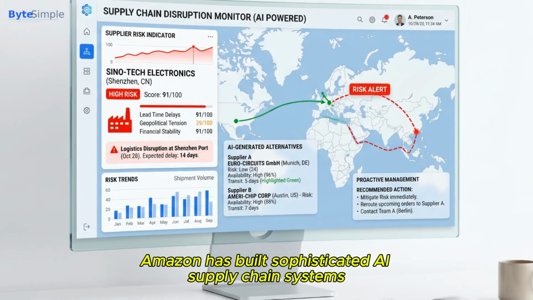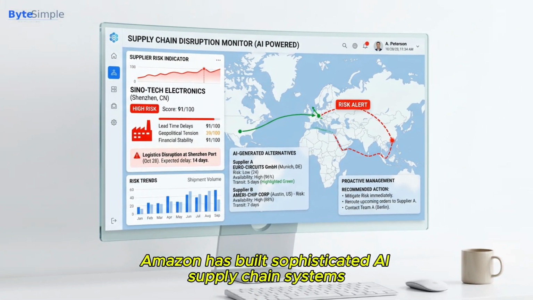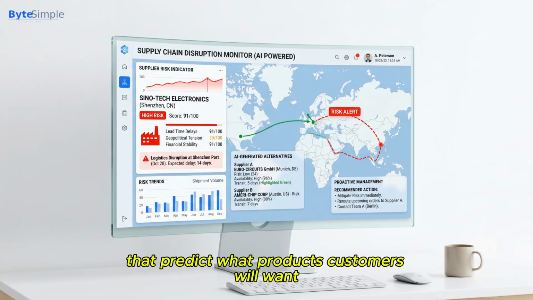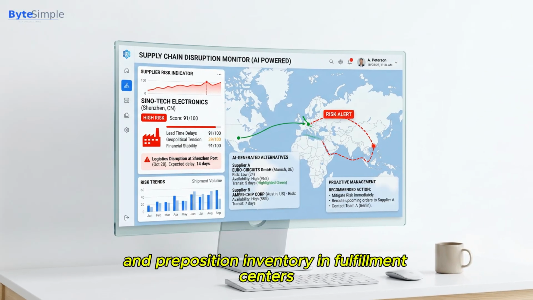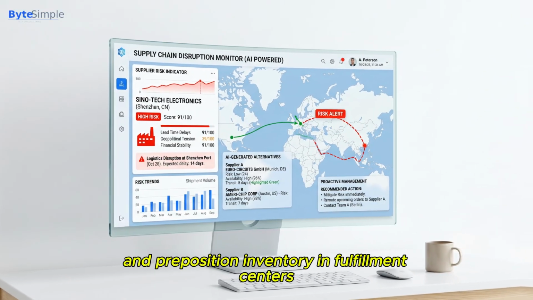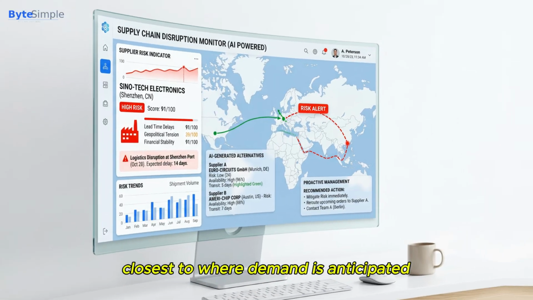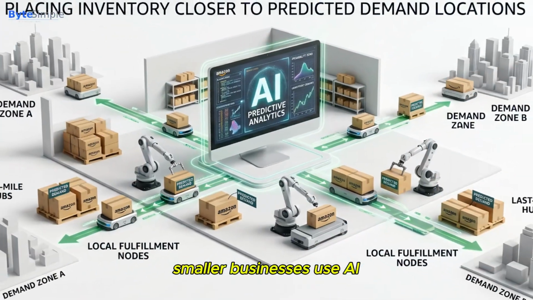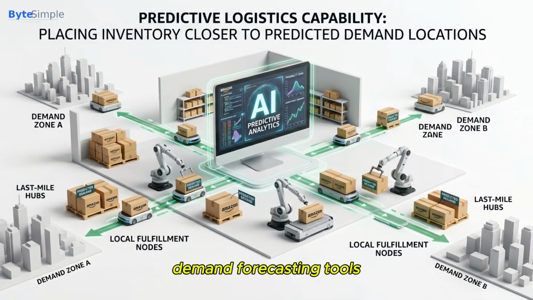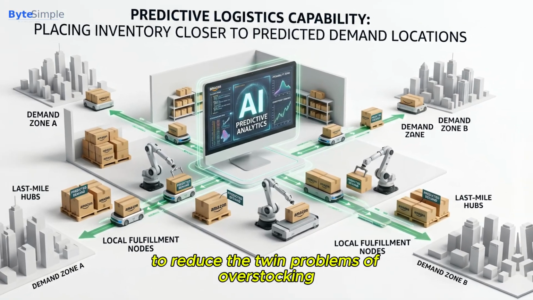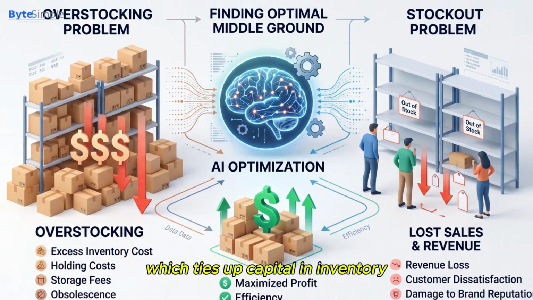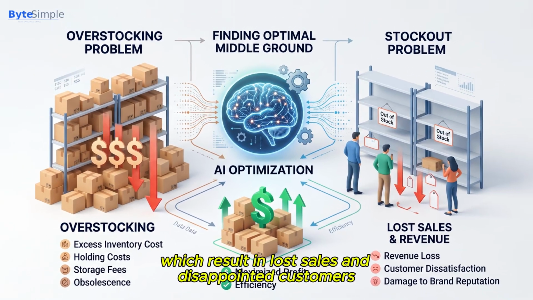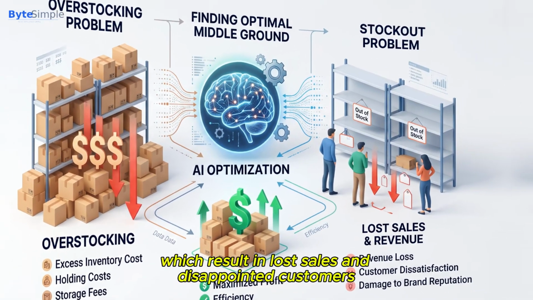Amazon has built sophisticated AI supply chain systems that predict what products customers will want before they order them and pre-position inventory in fulfillment centers closest to where demand is anticipated. Smaller businesses use AI demand forecasting tools to reduce the twin problems of overstocking, which ties up capital and inventory, and stockouts, which result in lost sales and disappointed customers.